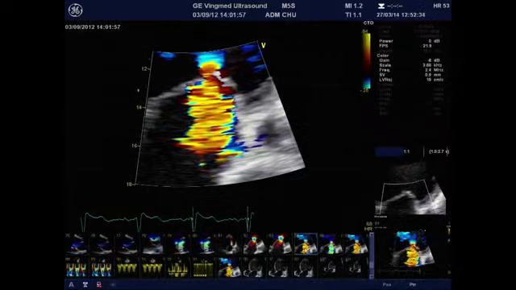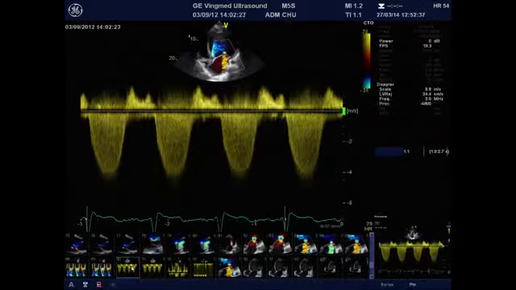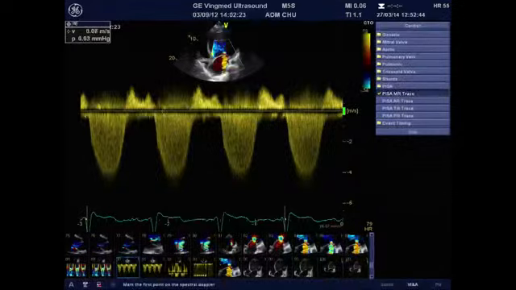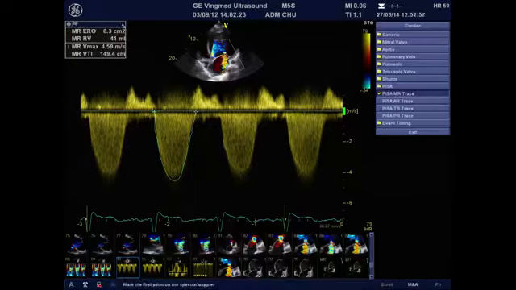So the next step to get the quantification is to obtain the continuous wave Doppler of the regurgitant jet. And here you have the continuous wave Doppler, and you just need to trace the envelope. And with the tracing of the envelope, you will get the peak velocity as well as the time velocity integral, and you will have here the measurement of the effective regurgitant orifice area that is 30 millimeters squared and the regurgitant volume that is 41 milliliters.